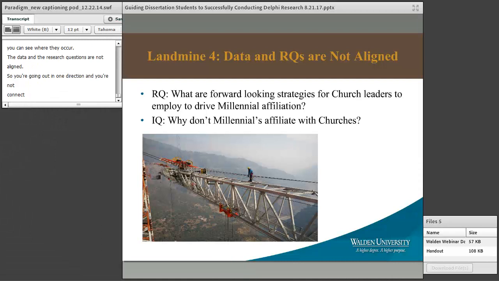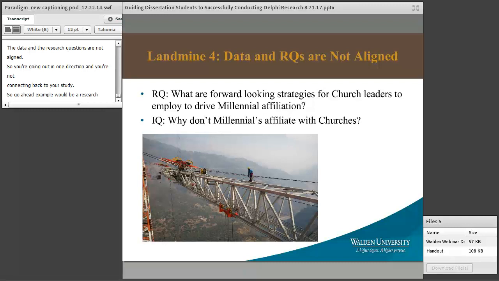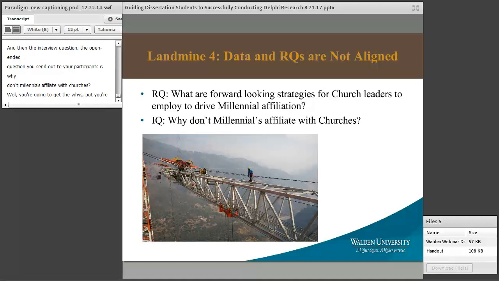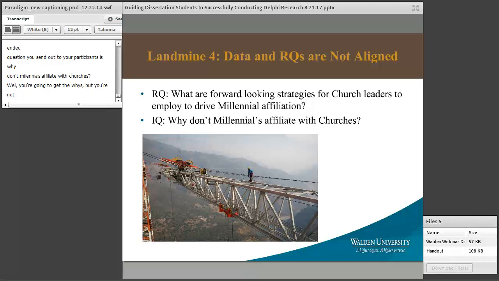So a good example would be a research question that says, what are forward-looking strategies for church leaders to employ to drive a millennial affiliation in churches? And then the interview question, the open-ended question you send out to your participants is, why don't millennials affiliate with churches? Well, you're going to get the whys, but you're not going to necessarily add to that. Your participants aren't going to be telling you the strategies.